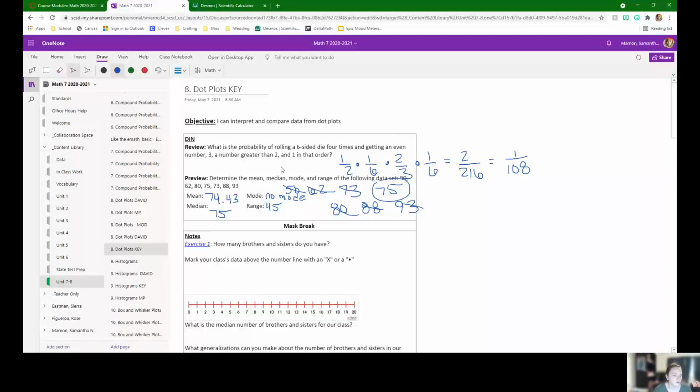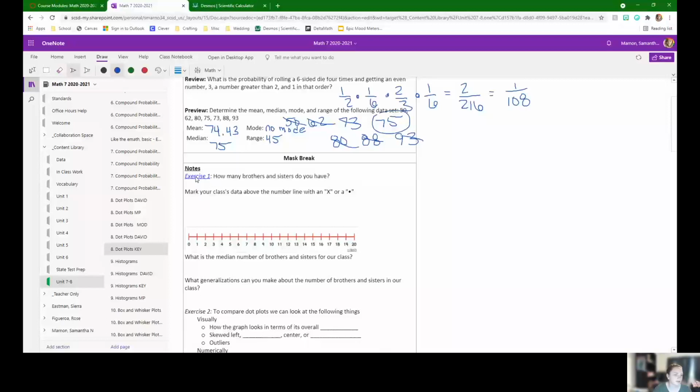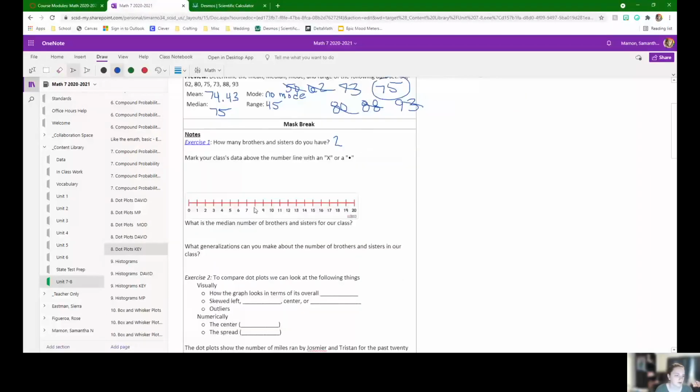So for our notes, there's a video here on how to make dot plots. If you want some help on that, it's linked right where it says exercise 1. We have the question, how many brothers and sisters do you have? So I just have 2 sisters, Kelsey and Tiffany. And then we're going to mark our class's data with an X or a dot right above the number line. So for me, I would put my dot here above 2. Jake is here. He would do 3. He's got 3 brothers and sisters.